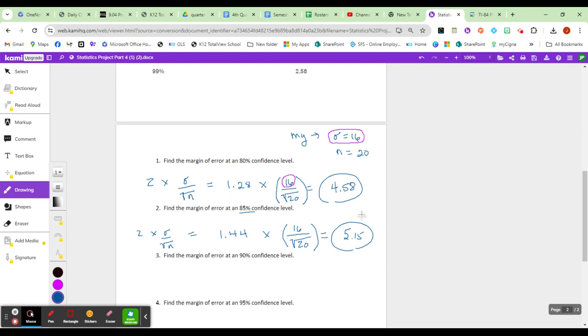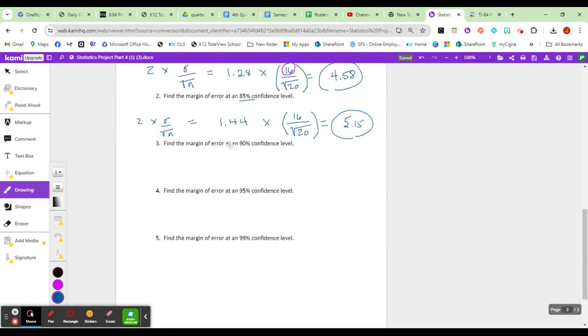And then you're going to do the same thing for number 3, number 4, and number 5. Just read the problem. Number 3 is going to change to a 90% confidence level. So that's going to change your z-score. Number 4 is going to change to a 95% confidence level. So that's going to change your z-score. And then 99% confidence level, that will also change your z-score. I will give you a little hint here that your answer should increase a little bit because the percent of confidence level is increasing.